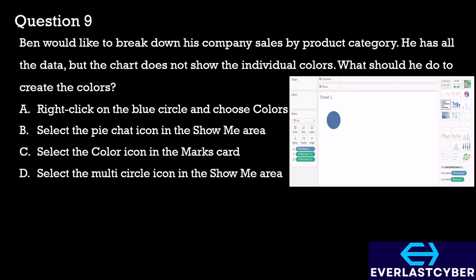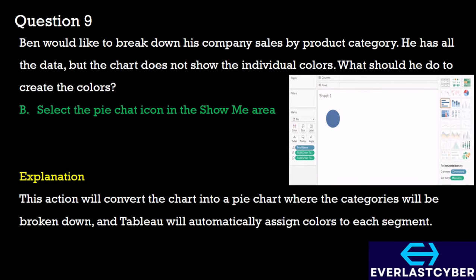So by doing this, the action will convert the chart into a pie chart where all the categories will be broken down, and Tableau will automatically assign colors to each segment. So all Ben needs to do is to select the pie chart icon in the Show Me area by the right. So our answer is option B.